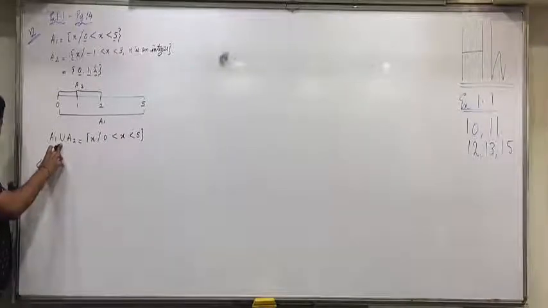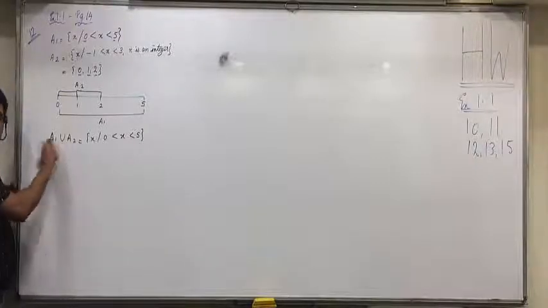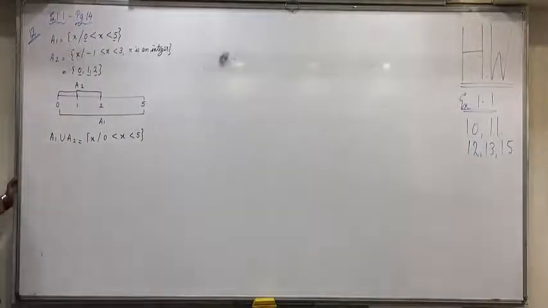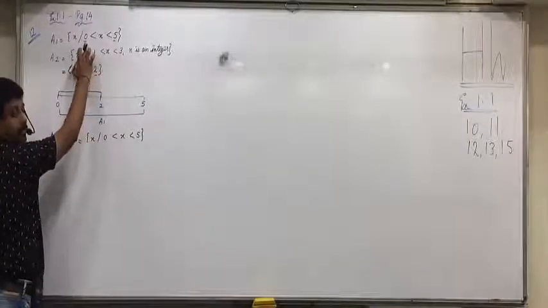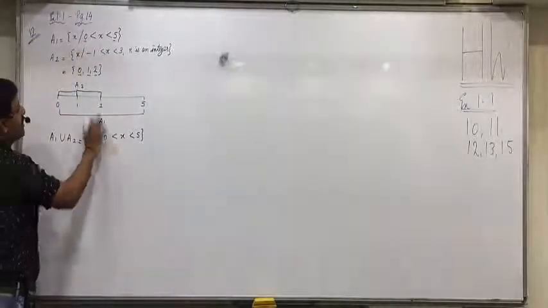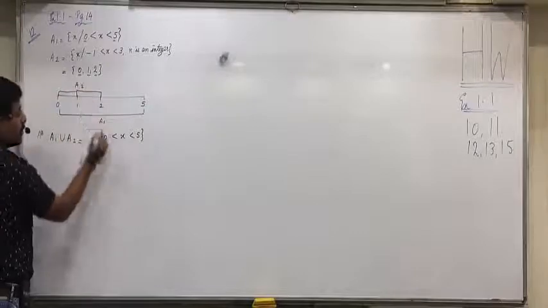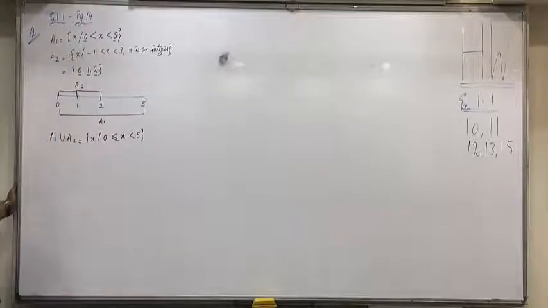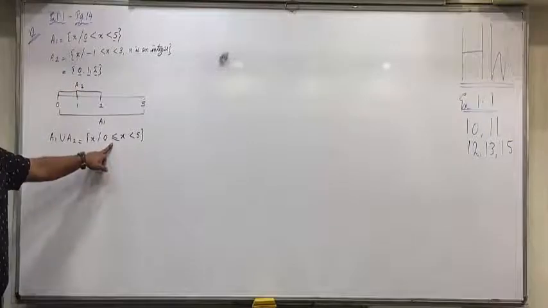In union, we will include any outcome if it is there in A1 or A2 or both, then we will use the sign of equal to. Take 0. Is it there in A1? No, equal to is not there. Is it there in A2? Yes. So it will be included. You include the number if it is there in A1 or A2 or both. 0 is there in A2, so it will be included. So I use the sign of equal to.